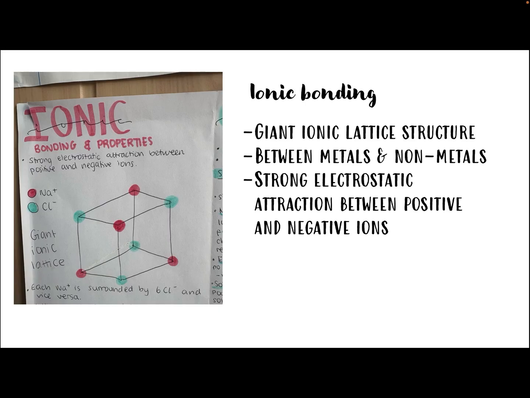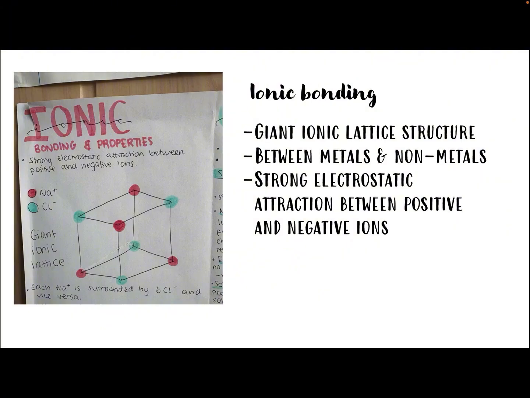So, what is ionic bonding? Ionic bonding is the strong electrostatic attraction between positive and negative ions. So you should know that positive ions are metals and negative ions are non-metals. If you look at the diagram on the left, you can see that a giant ionic lattice is formed from the bonding of a positive metal ion and a negative non-metal ion.